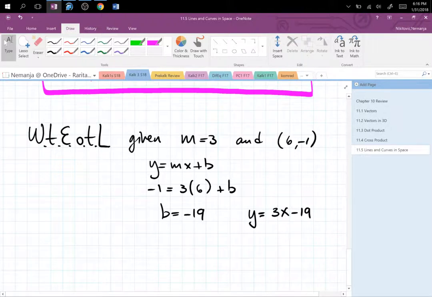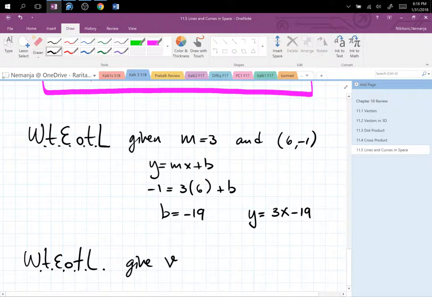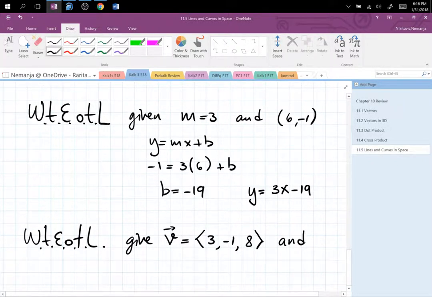Is it going to be different in Calc 3? Well, no, it's not going to be any different. Because, again, write the equation of the line, given that the vector v is, I don't know, 3, negative 1, and 8, and given the point 1, 1, and 7, whatever. That's not a vector, it's a point.